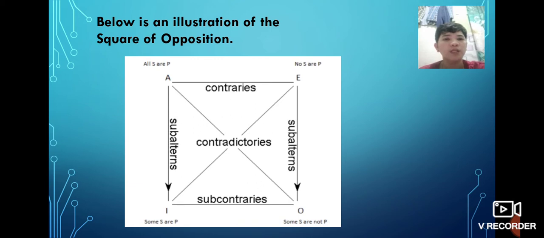So we can see that inside the square there are the four kinds of opposition. We have the contradictories, the contraries, the subcontraries, and the subalterns. And also we have the four kinds of proposition: A and O, E and I.